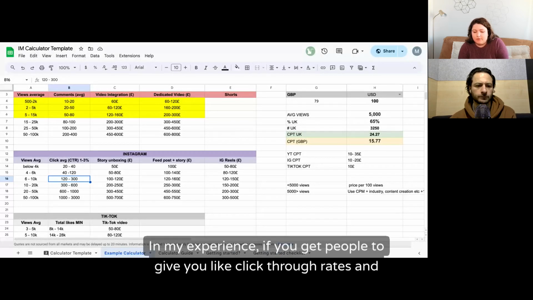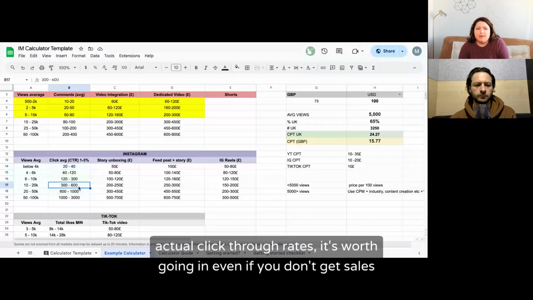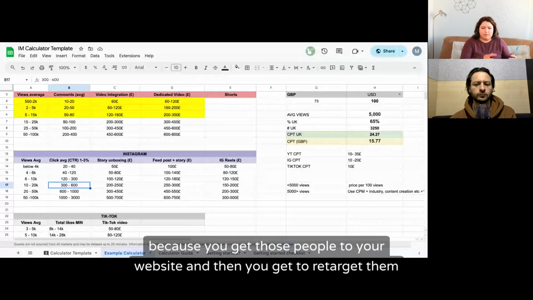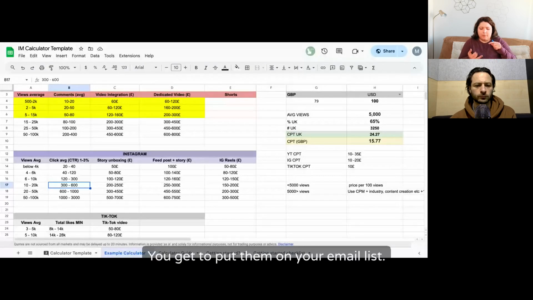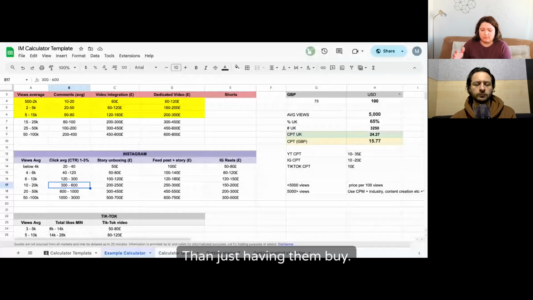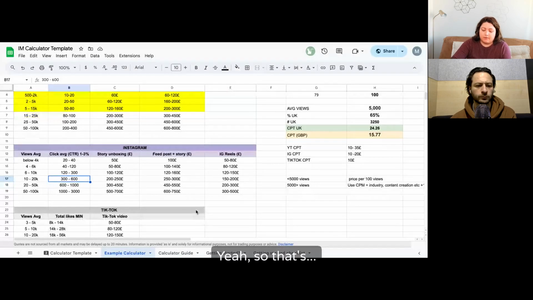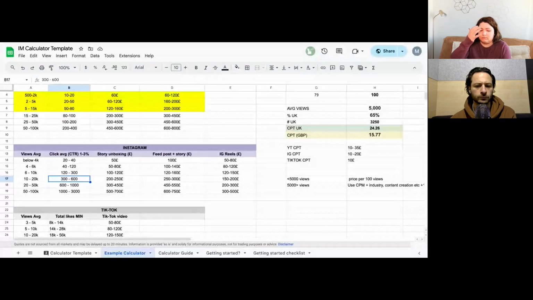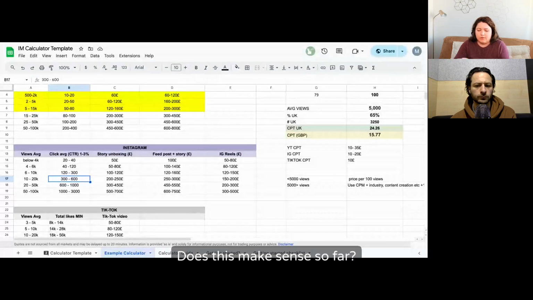But it is a very good way to see if you actually want to pay. In my experience, if you get creators to give you actual click-through rates, it's worth going in even if you don't get sales, because you get those people to your website and then you get to retarget them through paid. You get to put them on your email list. You get to do a lot more things with them than just having them buy. Does this make sense so far?